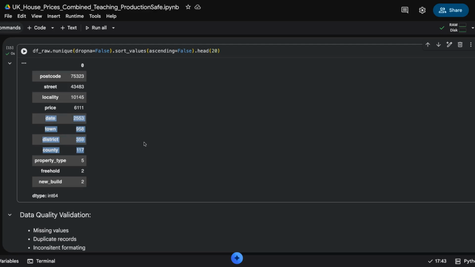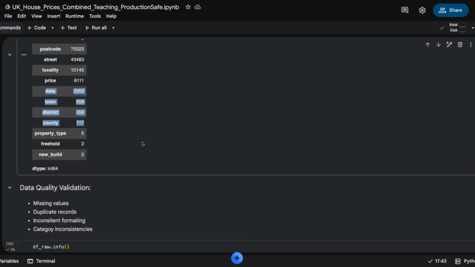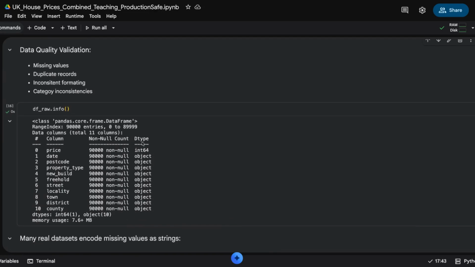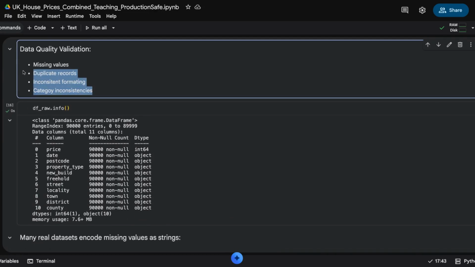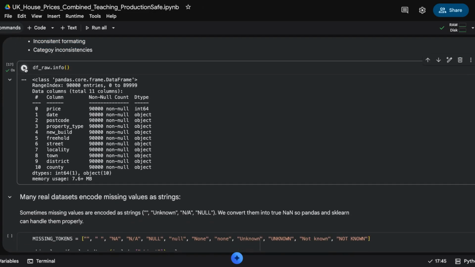Now that we understand the structure of the dataset and the types of variables we are working with, we need to validate data quality. Data quality assessment is about identifying issues that could distort analysis or modeling. These include missing values, duplicate records, inconsistent formatting, and category inconsistencies. Let's examine each systematically. We begin by inspecting the dataset without changing anything.